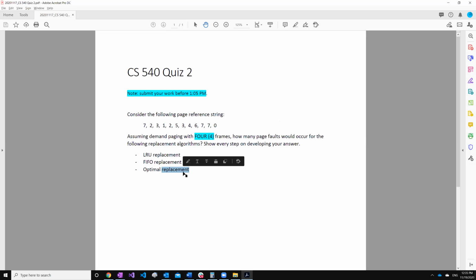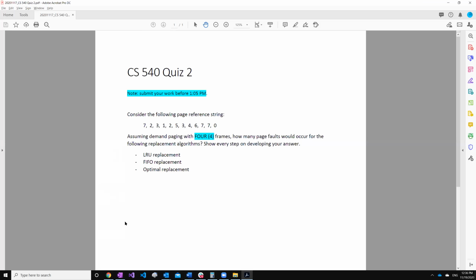We will have it replaced. Okay, so recall this is for the optimal replacement. And then for the LRU, we'll look from the previous past and see what is the least recently used, and that is according to the history. From the left, we will be able to pick out one candidate and have it replaced, okay?